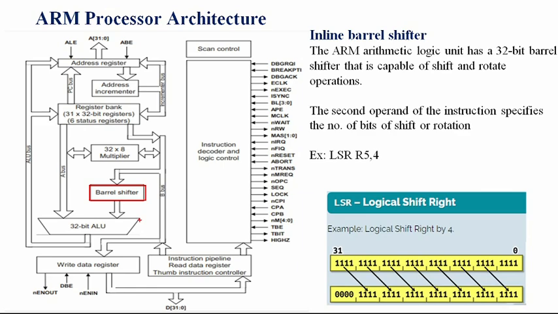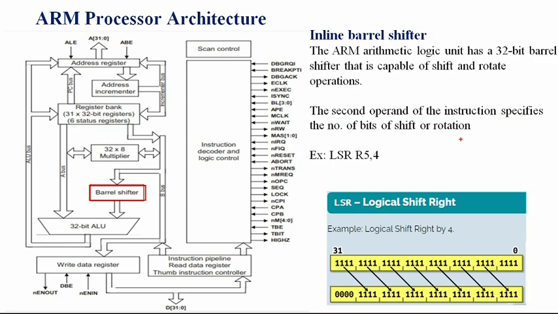If you compare with other processors, the ALU takes care of shift operations, whereas in the ARM processor we have a separate barrel shifter which takes care of your shift operations. Here you can see the ARM arithmetic logical unit has a 32-bit barrel shifter, which is capable of shifting and rotating the data. So along with the ALU, we have a separate circuit. And in the instruction, the second operand specifies the number of bits to be shifted or rotated.